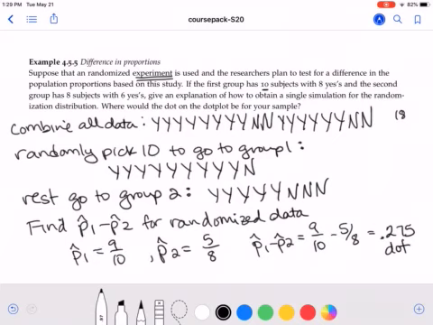And then that process gets repeated like 1,000 times and allows us to look at then where's our actual p1 hat minus p2 hat from our sample falling in these 1,000 dots that would be produced.